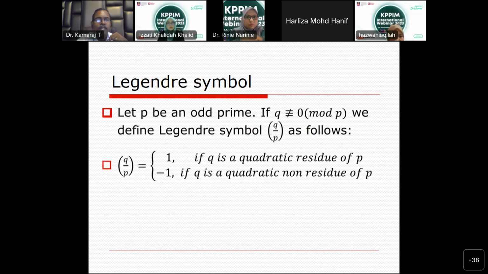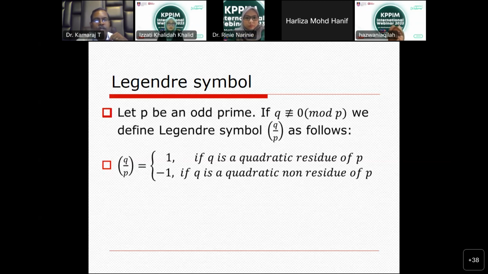Now, based on this quadratic residue concept, we are going to define a symbol. Even though the name is symbol, actually it is a function. Suppose you consider an odd prime number p and a non-zero number q. We can define the Legendre symbol, denoted by q divided by p, as follows.